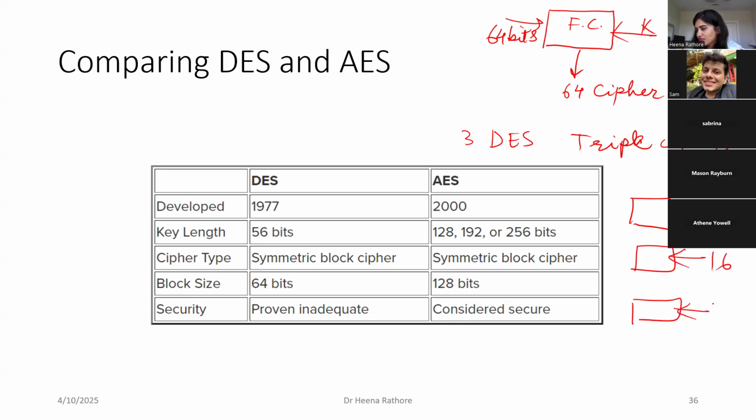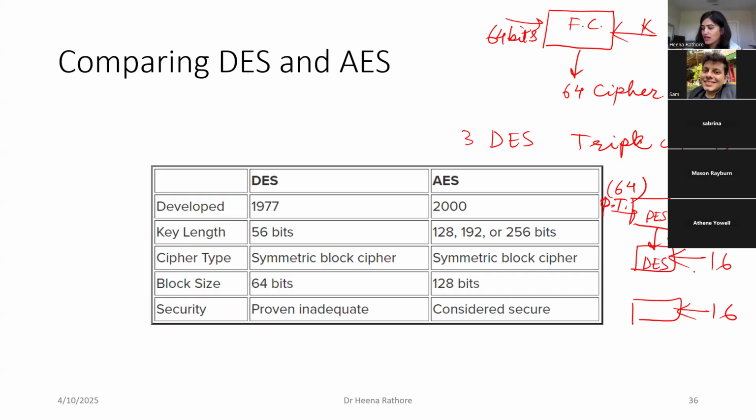So you start with your plaintext, which is your 64 bits. You go through that Feistel cipher structure 16 times. You get a 64-bit ciphertext. You again process it back into another DES. So this was your first.